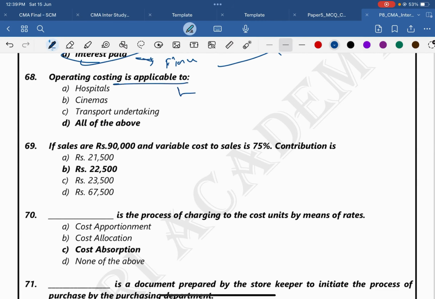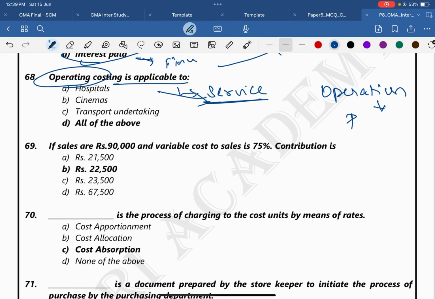Operating cost is nothing but service cost. Operating is service. Operation is process. Okay, kindly note, operating is known as service. Hospital, same as transport undertaking, everything, all of the above.